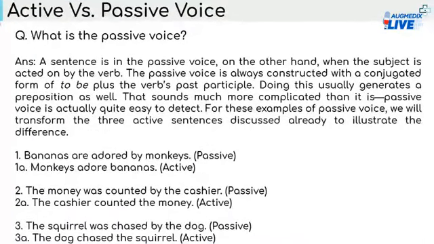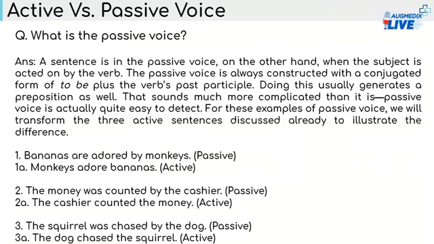A sentence is in the passive voice, on the other hand, when the subject is acted on by the verb. I'll repeat this again for you. A sentence is in the passive voice, on the other hand, when the subject of the sentence is acted on by the verb.